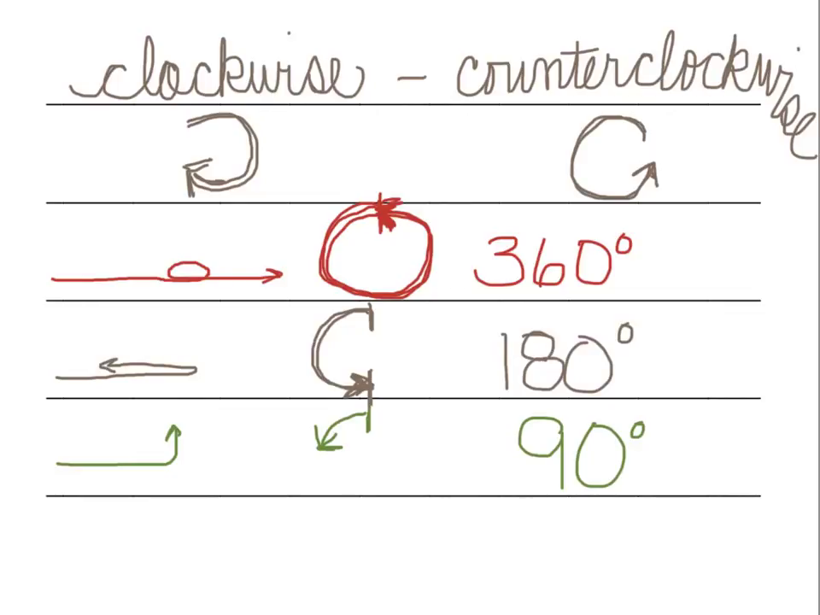So first of all, remember, clockwise moves with the clock. Counterclockwise moves the opposite of the clock. All the way around the circle is 360 degrees. Halfway around the circle is 180 degrees. And a quarter of the way is 90 degrees.